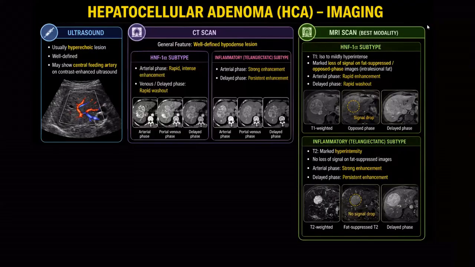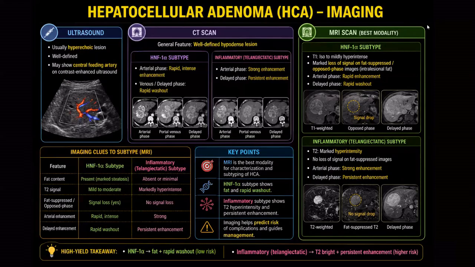Like I said, MRI is the best modality for diagnosis. Again, here, two important points. In HNF1 alpha subtype, there is rapid washout in the delayed phase, but because it is steatotic, there is loss of signal on fat suppressed or opposed phase images. On the other hand, the inflammatory subtype will not have a loss of signal on fat suppressed images, and there will be no washout in the delayed phase. So that is how you can differentiate these lesions on MRI.